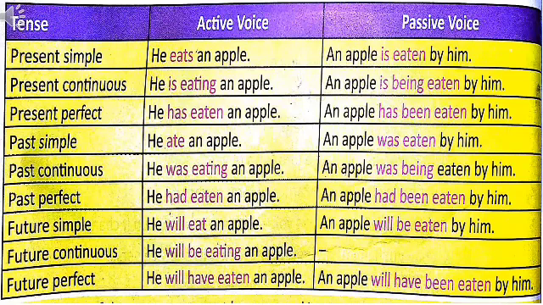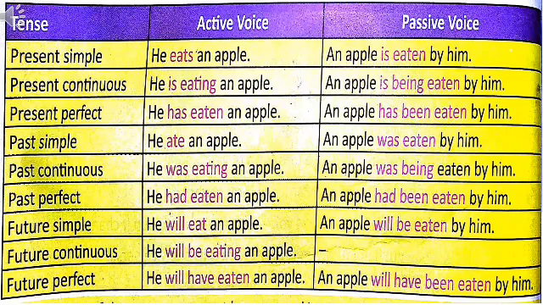Firstly, present simple. He eats an apple. Eats, simple present. So helping verb will be is, am, or are according to the number of the subject. An apple is eaten by him. Present continuous. He is eating an apple. In continuous tense, being is used after helping verb. Passive voice will be an apple is being eaten by him.